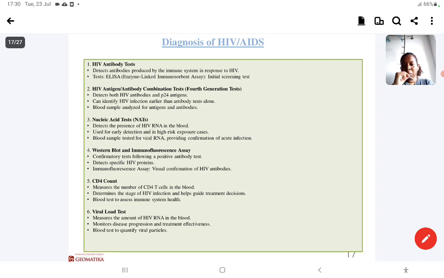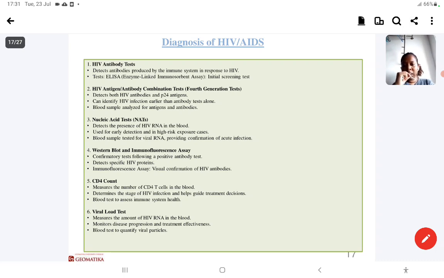So number five will be the CD4 count, which measures the number of CD4 cells in the blood, determines the stage of HIV infection and helps guide treatment decisions. So it is a blood test to assess the health of the immune system.